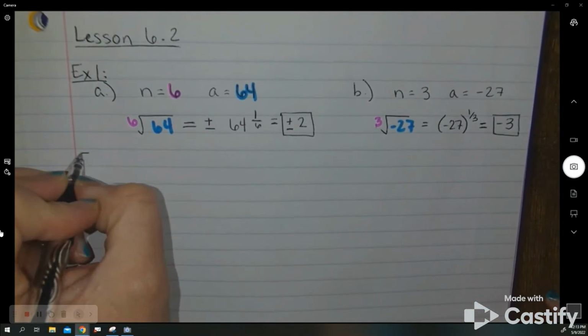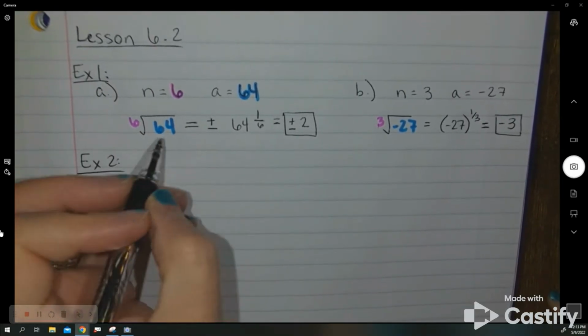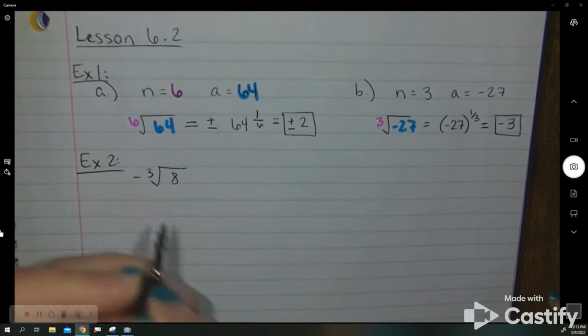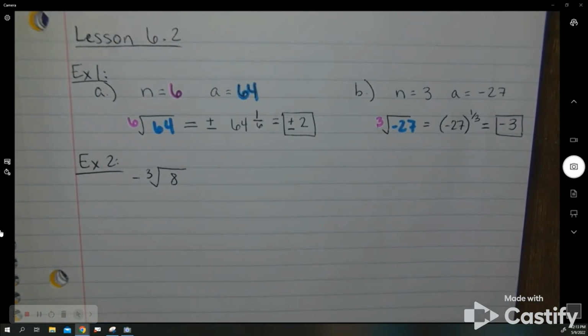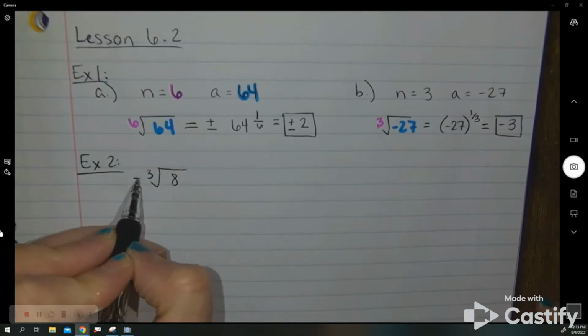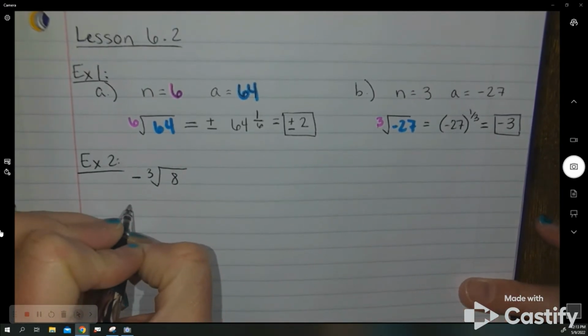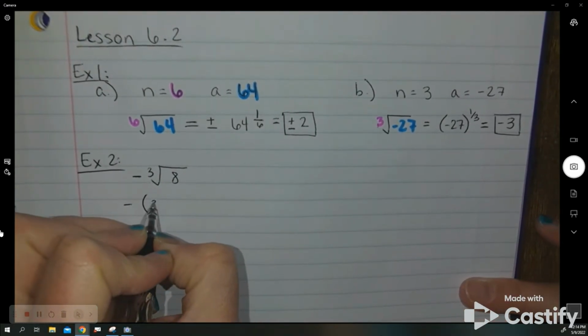For example 2, we're going to look at a couple different ways to write these things. So if I have the negative cube root of positive 8, what this means is that, see how the negative sign is outside of the root? It's kind of like in the past where we had a negative outside of parentheses. So we had like -1 times our answer. Similar idea here. So it's the same thing as -1 times the cube root of 8.